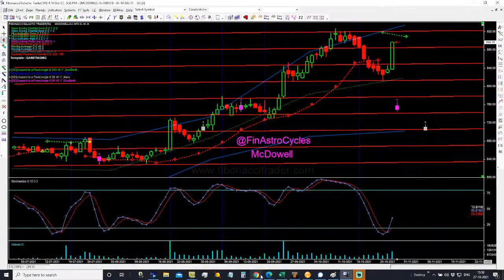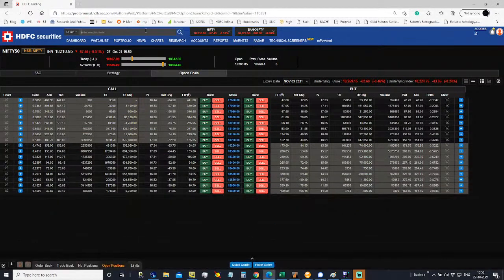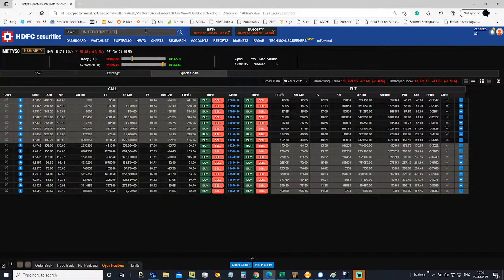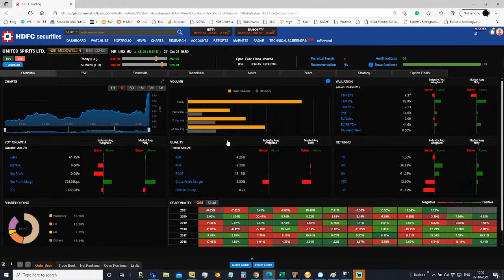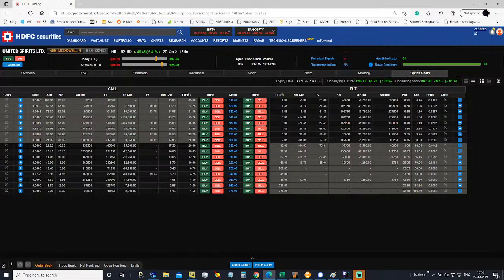So let me see what has happened to McDowell in real time. Has it really shot up or is it just fake? Yeah, so it has rallied 48 bucks. That's a good one. And what has happened in the options of McDowell? So huge short covering. So that was a sign. That looks good.